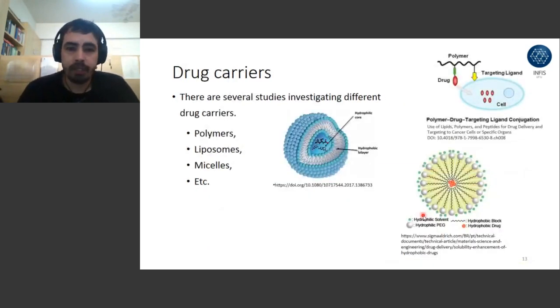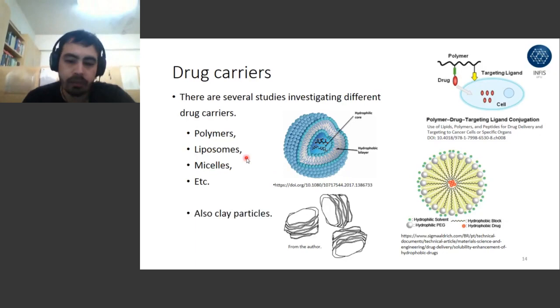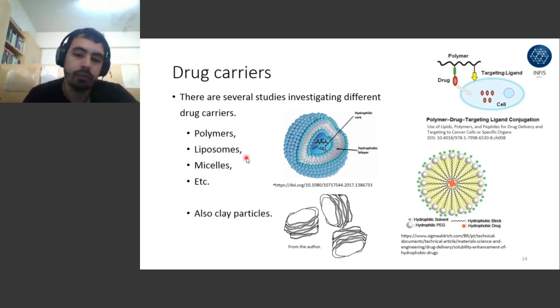When we are talking about encapsulation, basically what we do is try to find a convenient drug carrier. This drug carrier should have properties that might prevent the drug from degrading, that might help in targeted drug delivery, and that might promote controlled release of the drug. There are a lot of studies using polymers, liposomes, and micelles, and I have used clay particles or clay minerals to try to develop a system that could promote some controlled release and protect the drug from external agents that might oxidize or degrade the drug in some way.